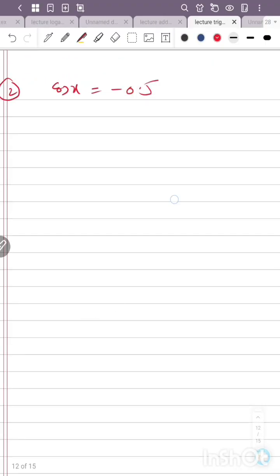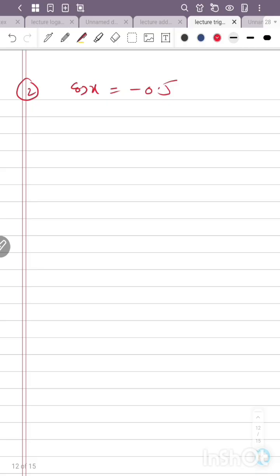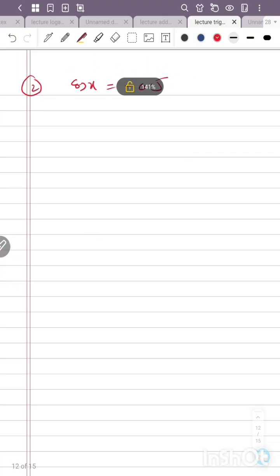Okay, dear student, we have a second question: cos x equal to minus 0.5. First of all, we write it in the form of alpha. We have discussed before why we convert this angle into alpha. Cos inverse 0.5, and we have to ignore the negative sign. A negative sign just shows the quadrant, nothing more. Here we got alpha is 60 degrees, at 60 degrees cos inverse 0.5.